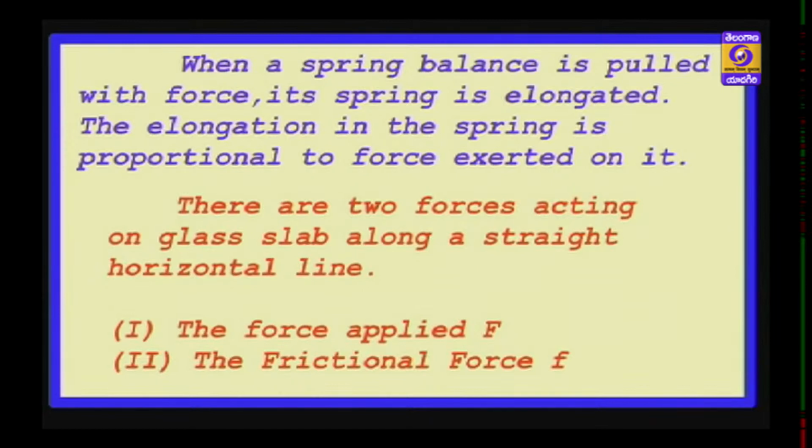When a spring balance is pulled with force, its spring is elongated. The elongation in the spring is proportional to the force exerted on it. There are two forces acting on the glass slab along a straight horizontal line: the force applied, capital F, and the frictional force, small f.